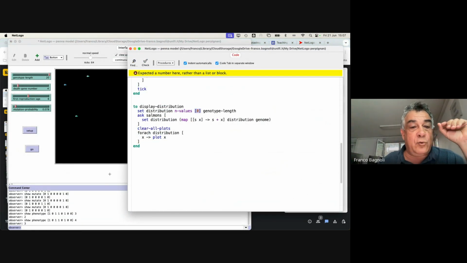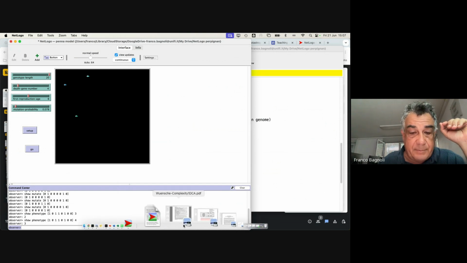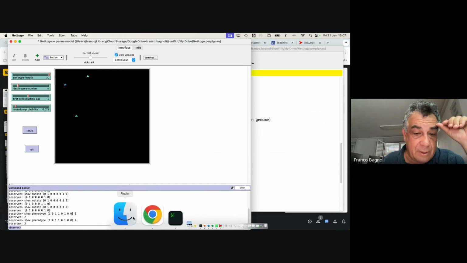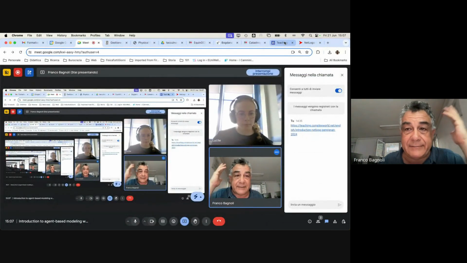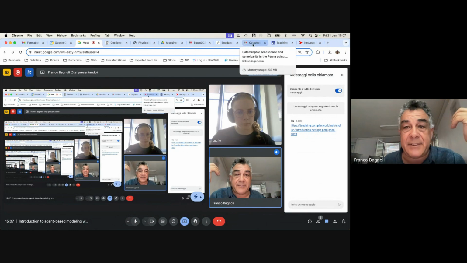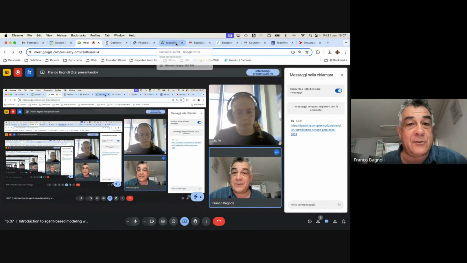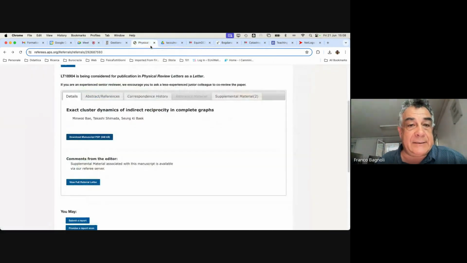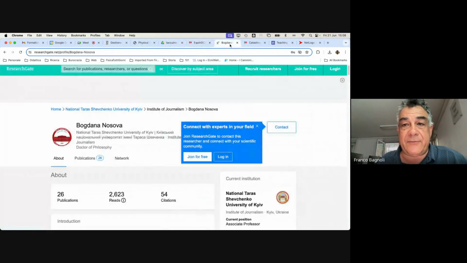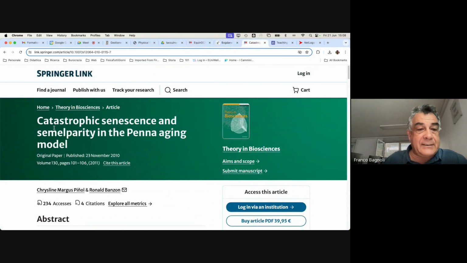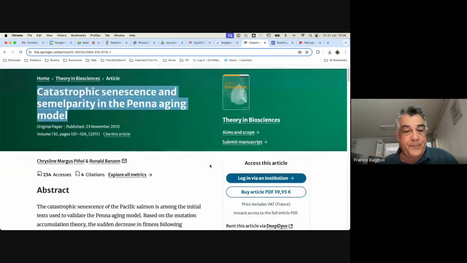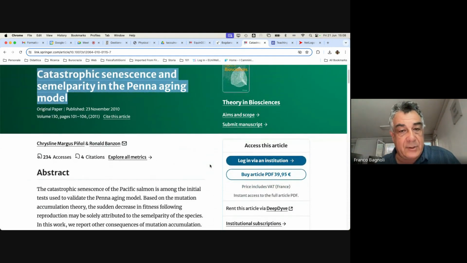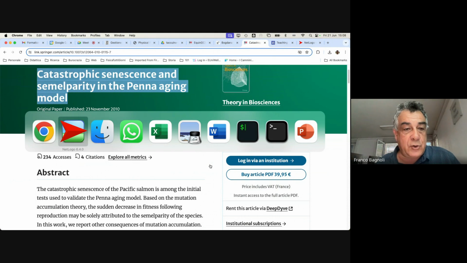We are trying to model this paper, if I remember well, because I used it, but I saw a seminar on it some 30 years ago. But let me see if I can find this one. Catastrophic senescence and semelparity in the Penna aging model. The Penna aging model is a very simple model trying to show the accumulation of bad mutations in a population.